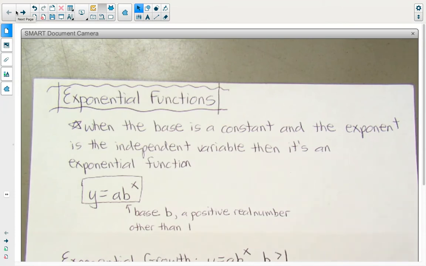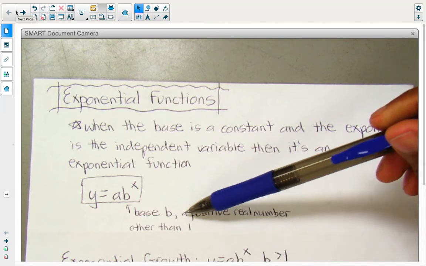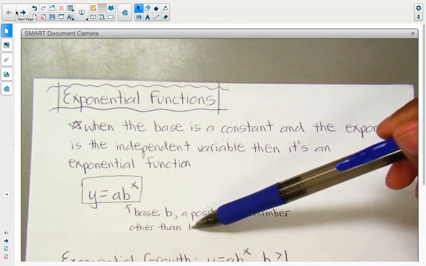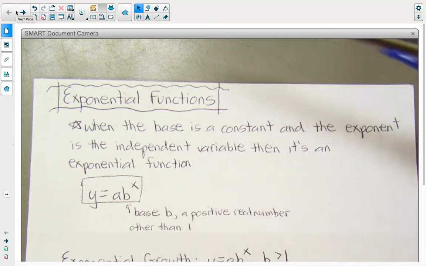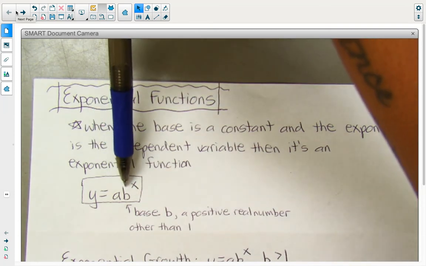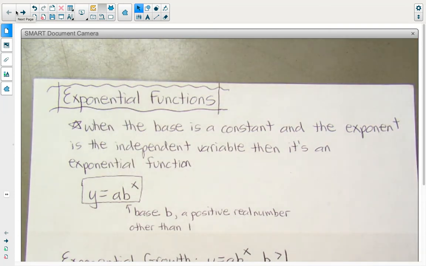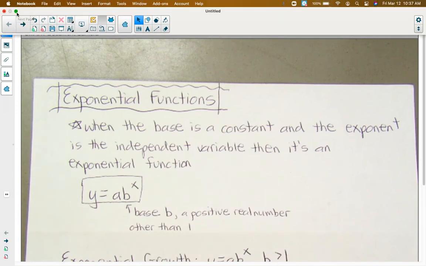So we're going to be looking at growth and decay. And this little note down here says a positive real number other than 1. Think about for a minute, why must this number here be something other than 1? What would happen if that number was 1? So in this video, I'm going to be toggling back and forth between this screen and Desmos's screen so we can take a look at some graphs.